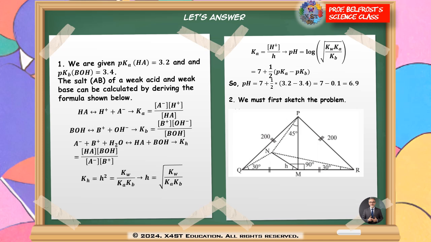Number two. To solve the tower problem, we need to use some trigonometry. But first, the most important thing is to sketch the problem. So here's the sketch. I want you to analyze carefully how I made this figure. I'll use this figure to answer the question.